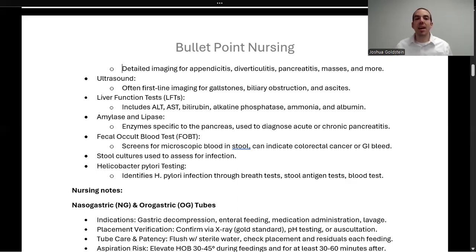The next lab we have are stool cultures, and these are used to assess infections. Again, you should be familiar with cultures by now in nursing school, because we use cultures for everything: sputum cultures, blood cultures, urine cultures, but we also have stool cultures.